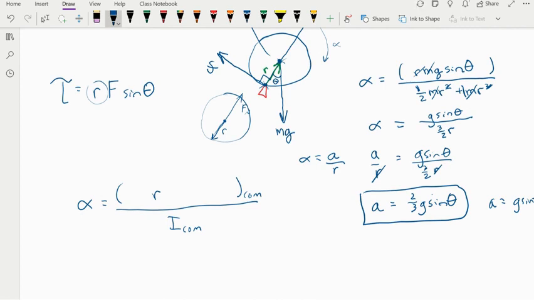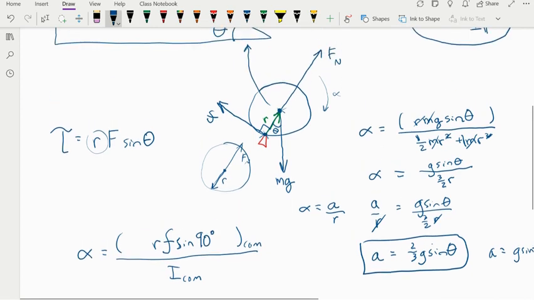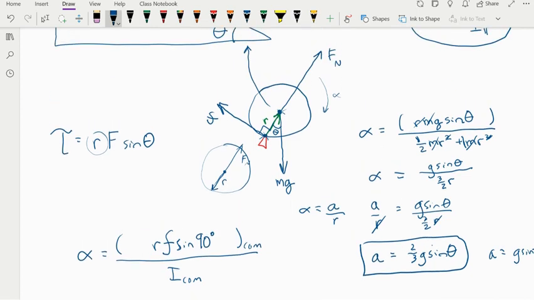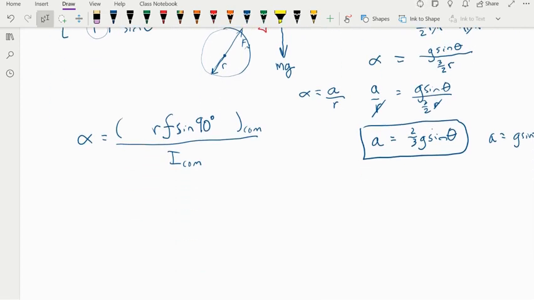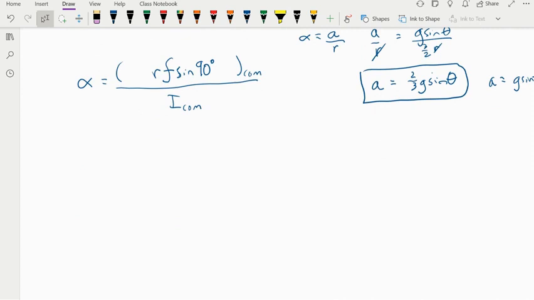So the radius for the friction force is just r, the radius of the rolling object itself. The force is the friction force, and the angle between the friction force and the radius is 90 degrees. Now, this would make it rotate clockwise, which for this problem, we're going to say clockwise is positive, so I'm just going to leave that without a negative sign there. All right, and then here I need the rotational inertia around the center of mass, which for a solid disk is 1/2 mr squared. Don't need to do anything with the parallel axis theorem there.